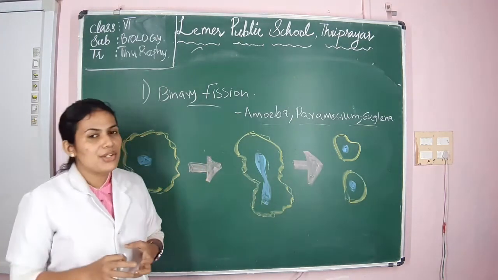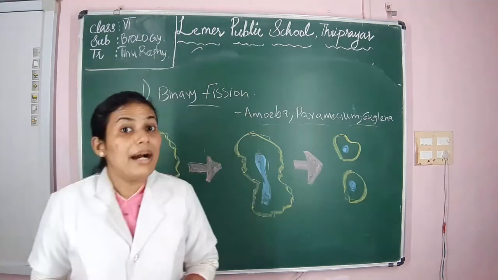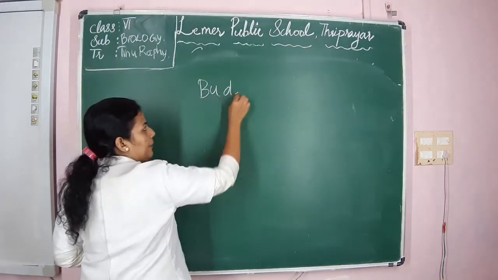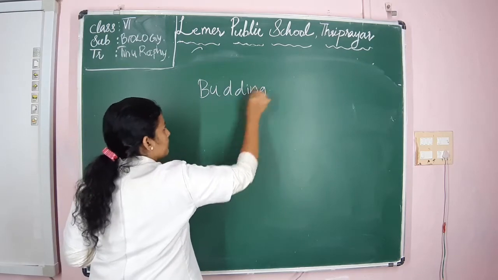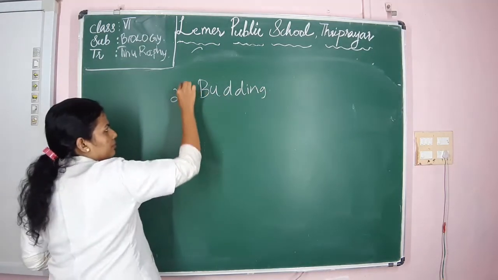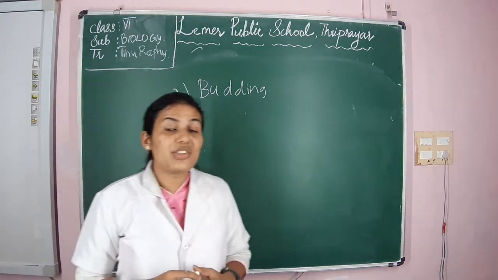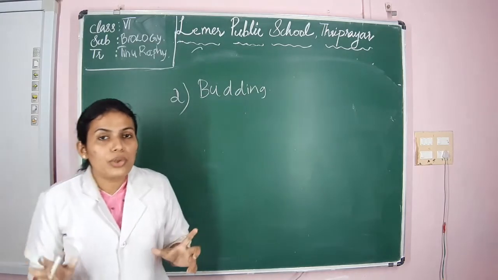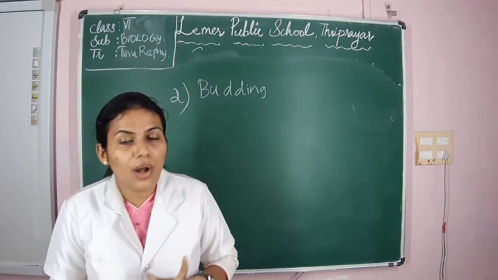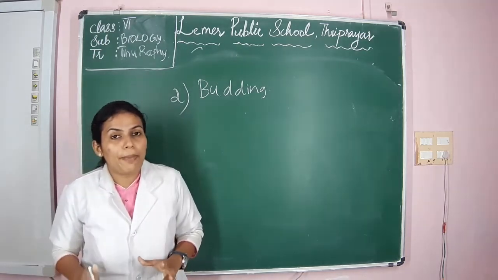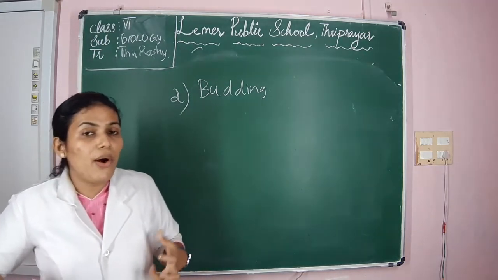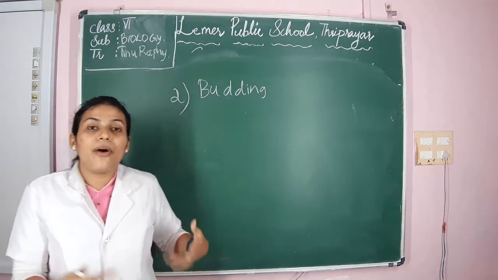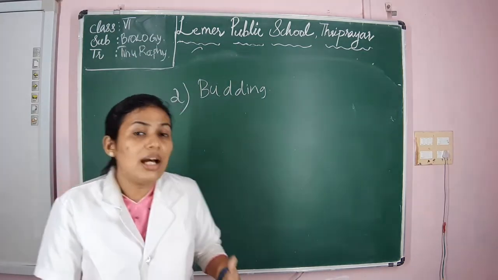Now the second mode of asexual reproduction we are going to learn is budding. So the second mode of asexual reproduction is budding. Let's see how buds are formed. In budding, a small outgrowth will be formed from the body part of the mature organism. Later this bud develops and forms a new organism. So that's how budding happens.